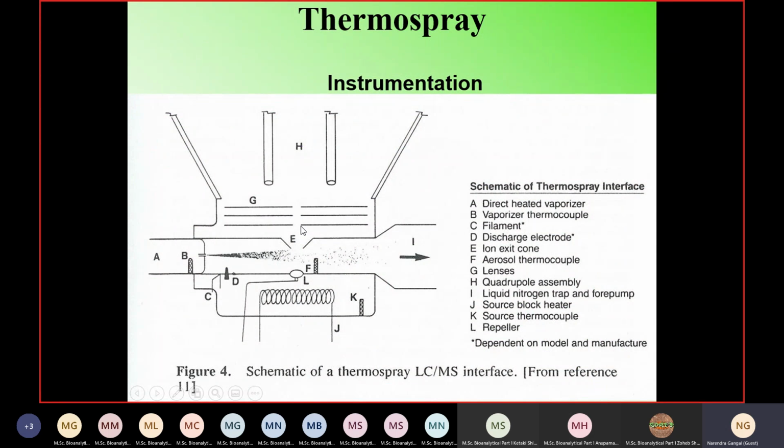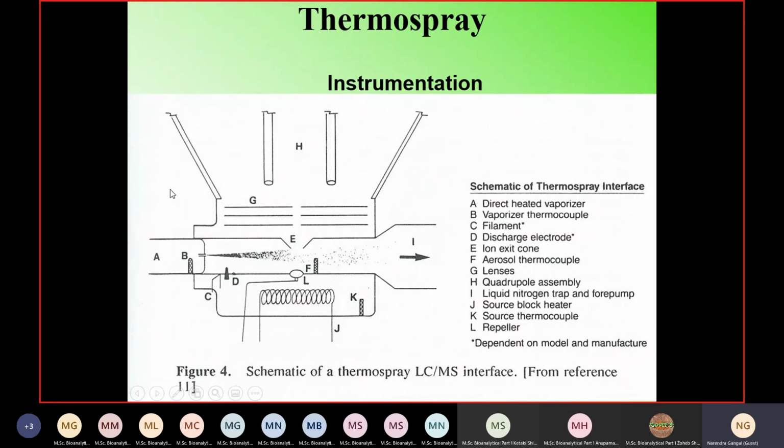So the job of the lenses is to attract, then the second lens is to repel to form a collimated thin beam, and again the next lens is to attract to speed up the ions, which should go to the mass analyzer portion. That is how the thermospray works, and the ions are successfully thrown to the mass analyzer portion, and these ions are free from any solvent.